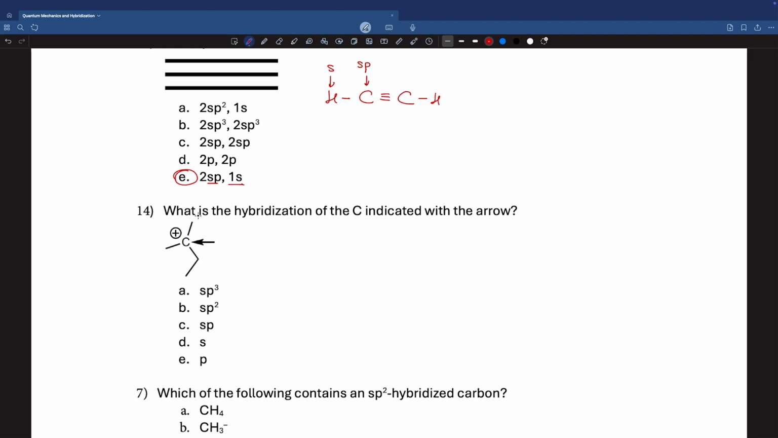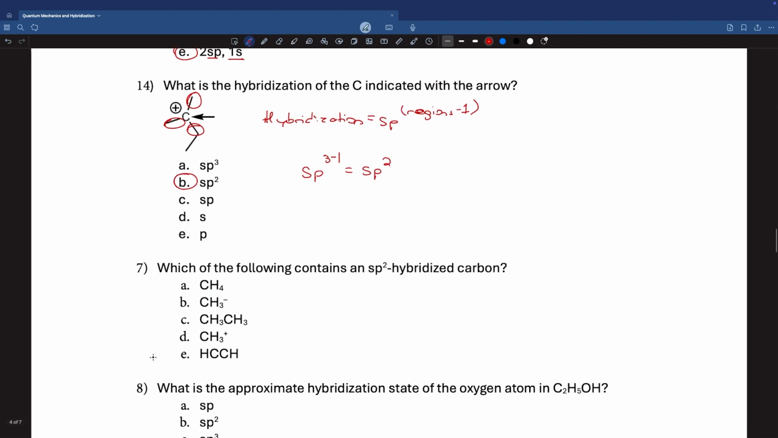The next question is asking us, what is the hybridization of carbon indicated with the arrow? And you might be thinking, well, we didn't discuss carbons which have positive or negative charges in the video, but it's all the same, right? Using the rule of hybridization equals sp to the power of regions minus 1. Well, let's just count how many regions we have. So we have 1, 2, and 3, and since it has a positive charge, there are no lone pairs, which means that the hybridization is sp to the power of 3 minus 1, meaning that it has an sp2 hybridization, which is answer choice B.